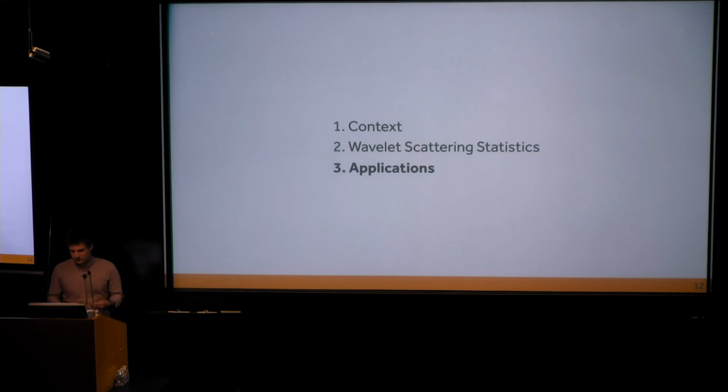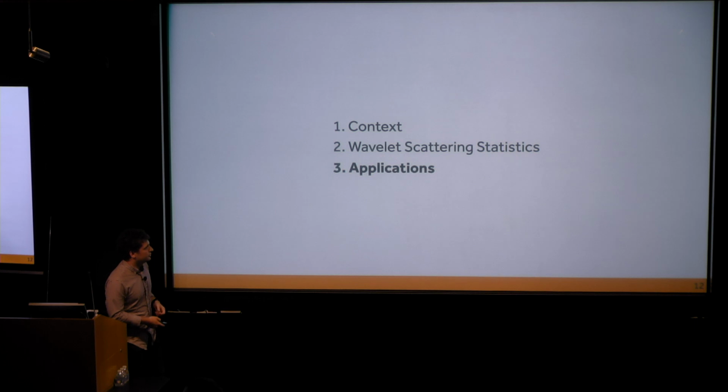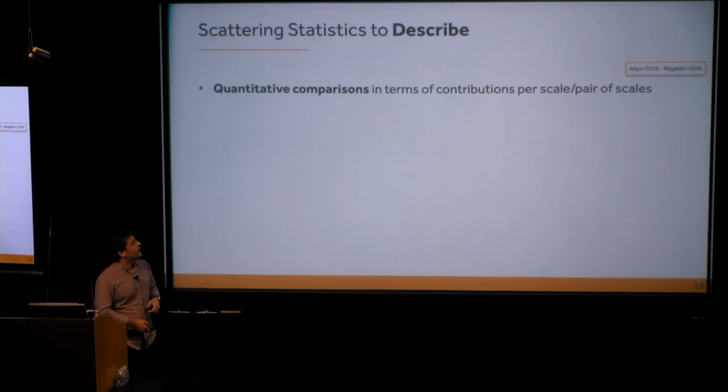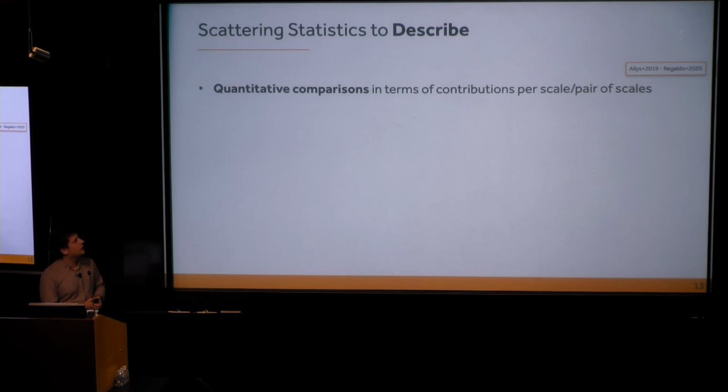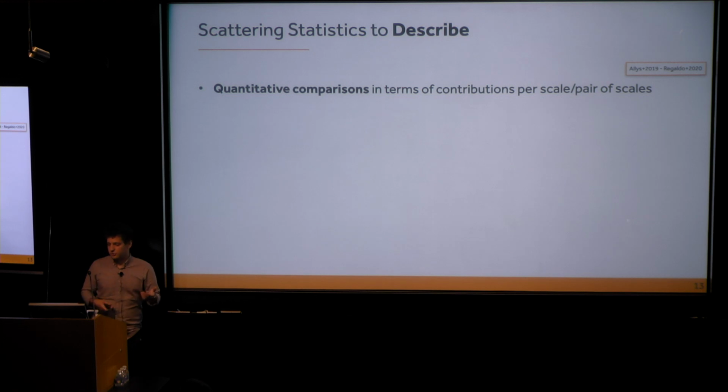And so now I'm going to talk a bit about applications for astrophysics. So we have a way to quantify the non-Gaussian properties of our data. And it's first important just to describe, as I told you, your data. You can make quantitative comparison with different maps if you want to compare observation or compare observation to simulation.